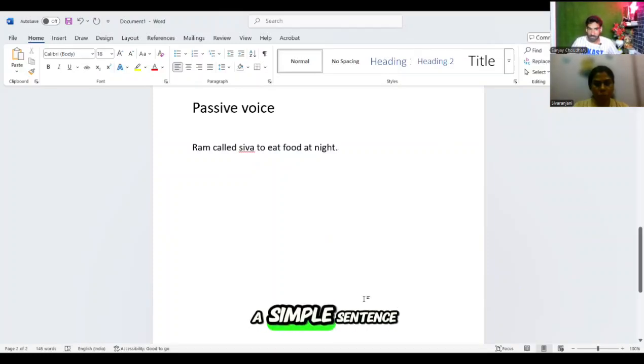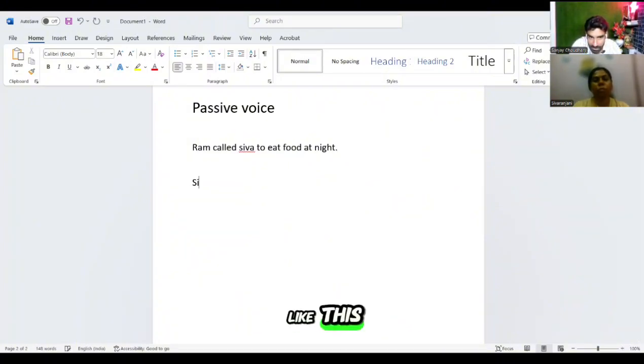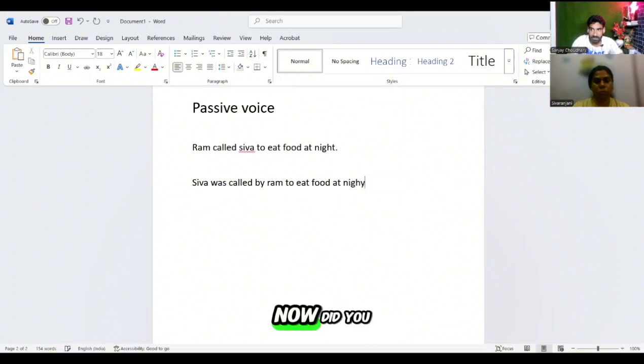Now, this is a simple sentence. We say active sentence, right? If I change that into passive voice, it would be like this: Shiva was called by Ram to eat food at night. Now, did you understand the difference?